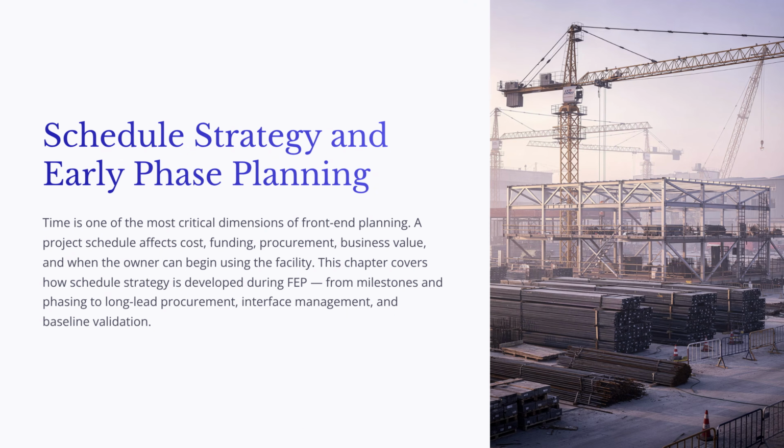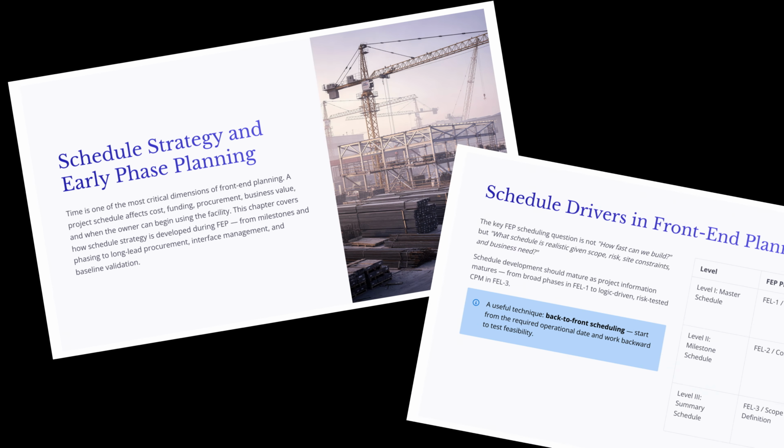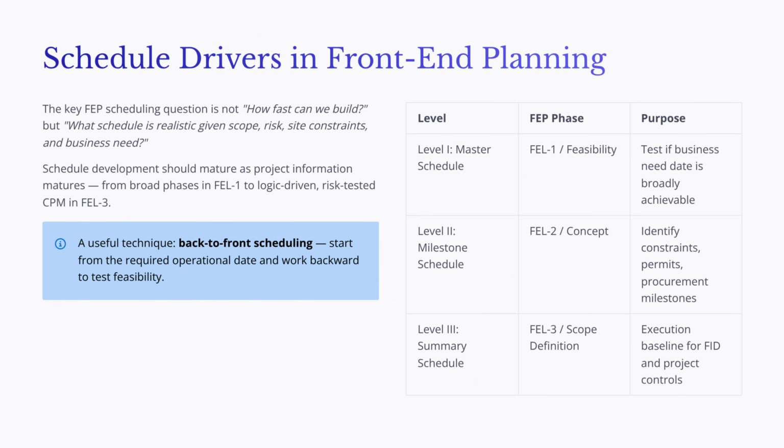In this lesson, we will look at how schedule strategy is developed during front-end planning, how milestones and phasing decisions shape execution, how long lead items and external interfaces are managed, and how a realistic schedule baseline is validated before major project authorization. The key scheduling question during front-end planning is not simply how fast can we build. A better question is what schedule is realistic given the scope, risk, site constraints, funding strategy, and business need.